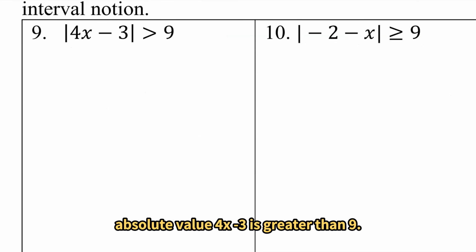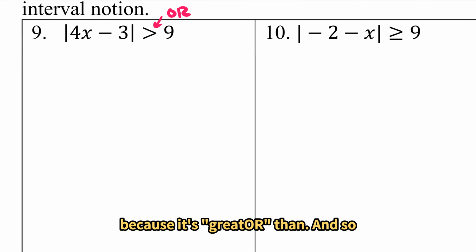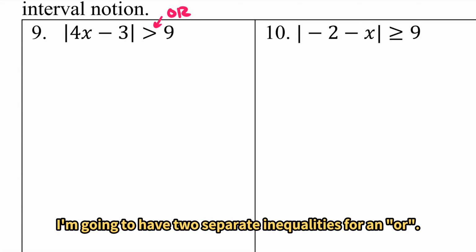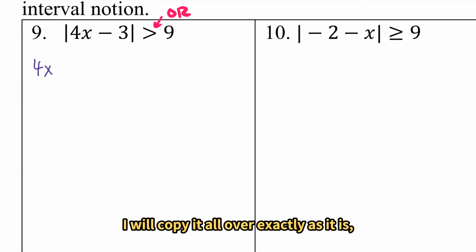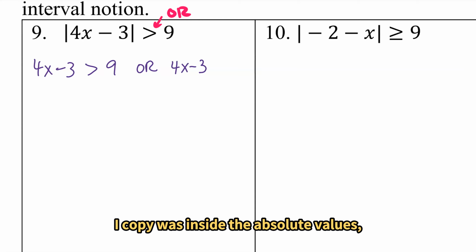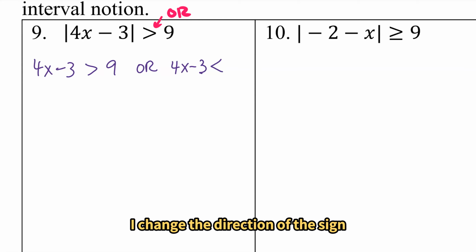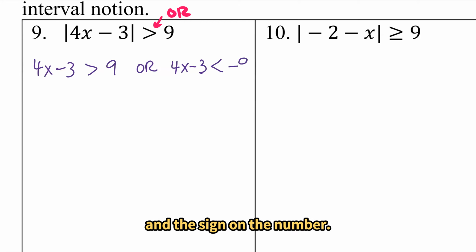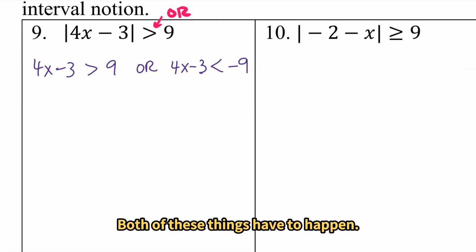Looking at number 9, absolute value of 4x minus 3 is greater than 9. We know we have an or inequality because it's greater than. And so I'm going to have two separate inequalities for an or. I will copy it all over exactly as it is, but take out the absolute values. And then for the second one, I copy what's inside the absolute values. I change the direction of the sign and the sign on the number. Both of these things have to happen.